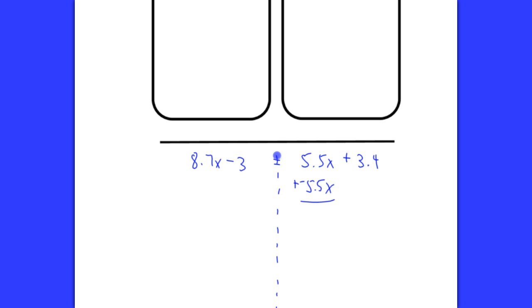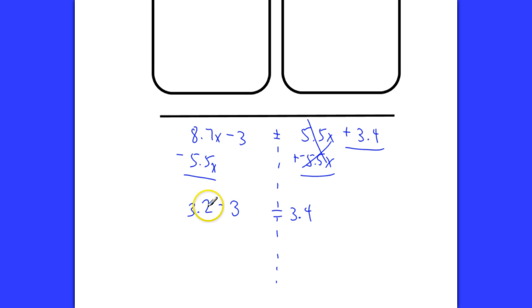Get those sides separated there with a line. I'm going to add negative 5.5x here, or subtracting it, and you get 3.2x here. You got minus 3. You got an equal sign there, and that all zeroed out, and you've still got this 3.4 here. I'm having a hard time remembering to write down my x. That's x right there. I went 8.7x minus 5.5x to give me 3.2x minus 3.